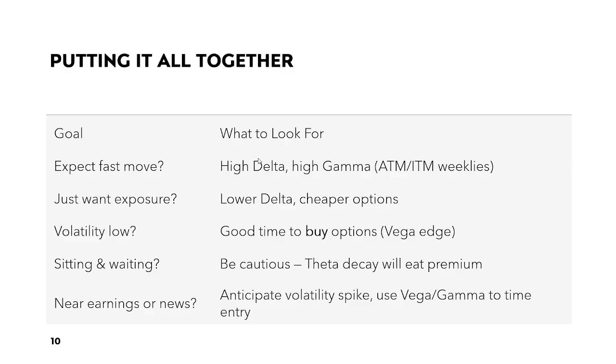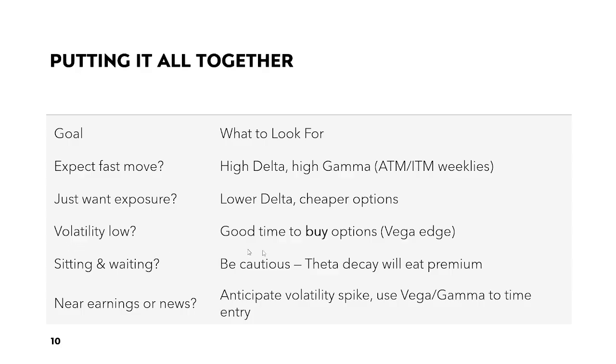Again, this is just kind of putting it all together. So if you're expecting a fast move, you want to look for a high delta, a high gamma, and you want at the money or in the money weekly contracts if you were expecting a very fast move. If you just want exposure, you're like, I don't want to miss this move, but I don't want to risk a whole lot, of course, you're looking for a lower delta and you're looking for cheaper options.